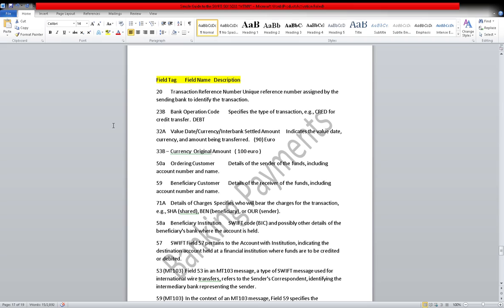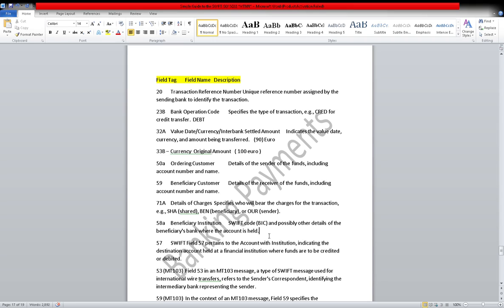What is the significance of K and A? I will tell you later. But what is mentioned here? Details of the sender of these funds including account number and name. So this is his account number, randomly. This is his name and this is his address. So why is the address mentioned here? Because this is K here. If it is 50A, then only account number and name. That is one of the differences here.